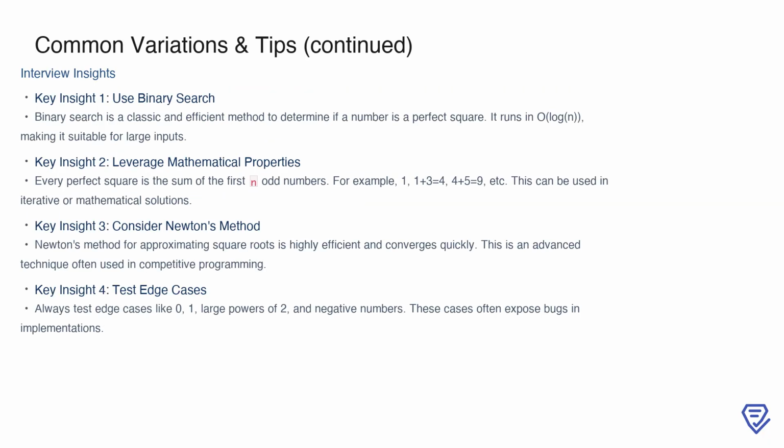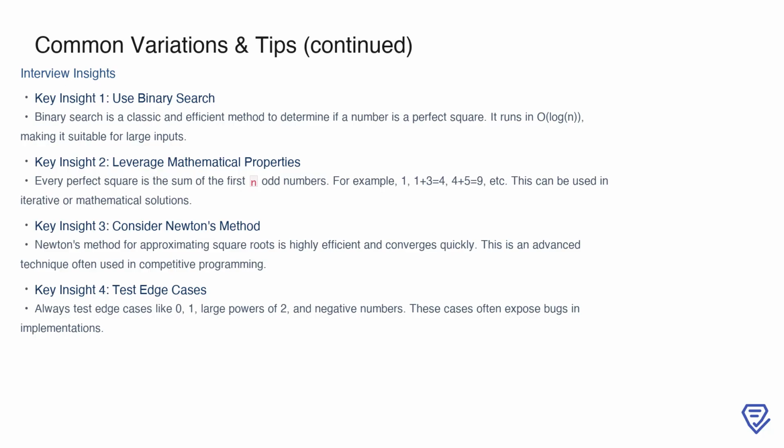Now, let's focus on key insights that can help you tackle this problem in an interview setting. Binary search is often the go-to solution for checking if a number is a perfect square. It's efficient, with a time complexity of O(log n), making it suitable even for very large inputs. Additionally, leveraging mathematical properties can provide unique ways to solve the problem. For example, every perfect square is the sum of the first n odd numbers. This property can be applied in iterative or mathematical solutions to verify if a number is a perfect square.